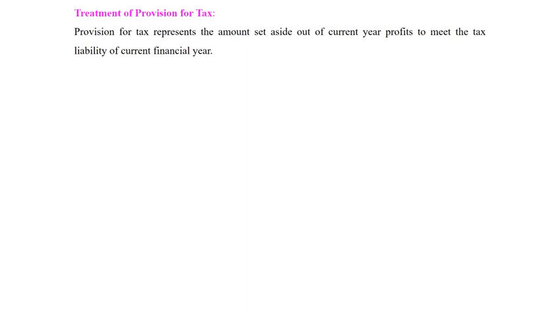Treatment of provision for tax. As I told you in the previous slide, provision for tax represents the amount set aside out of current year profits to meet the tax liability of current financial year. It is a provision made to meet tax liability in the current year.